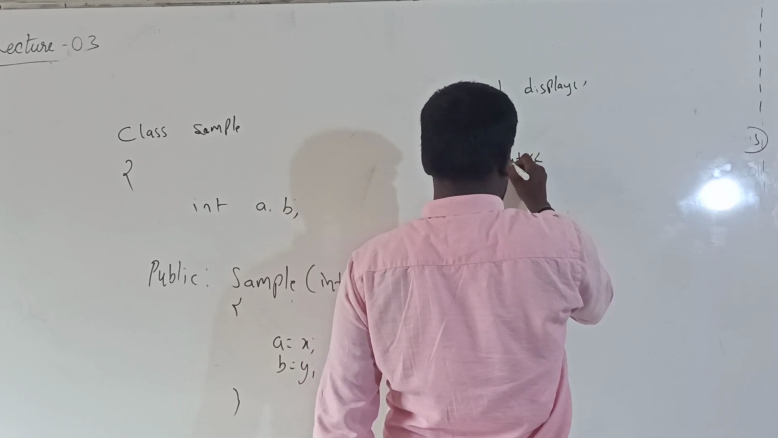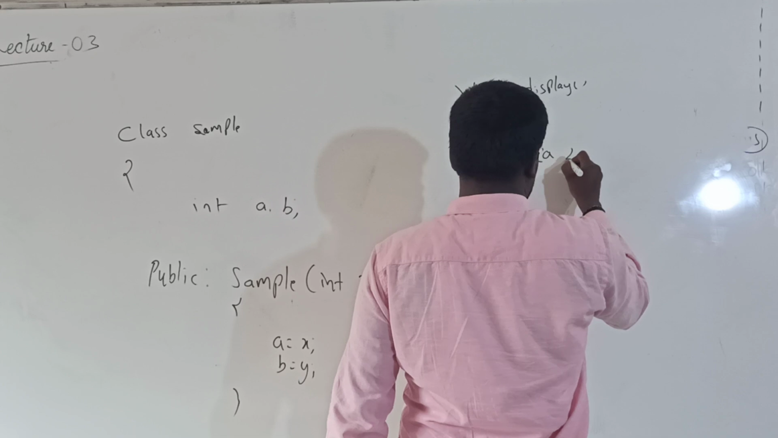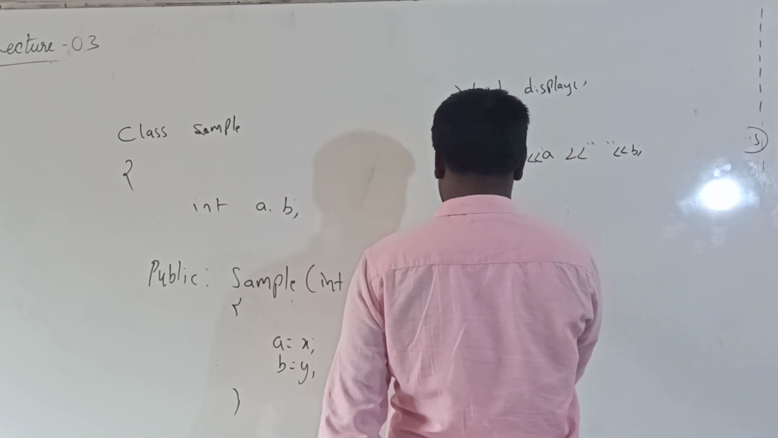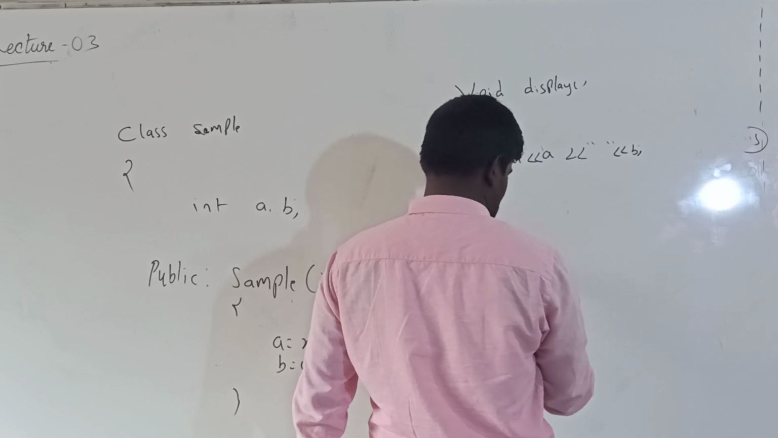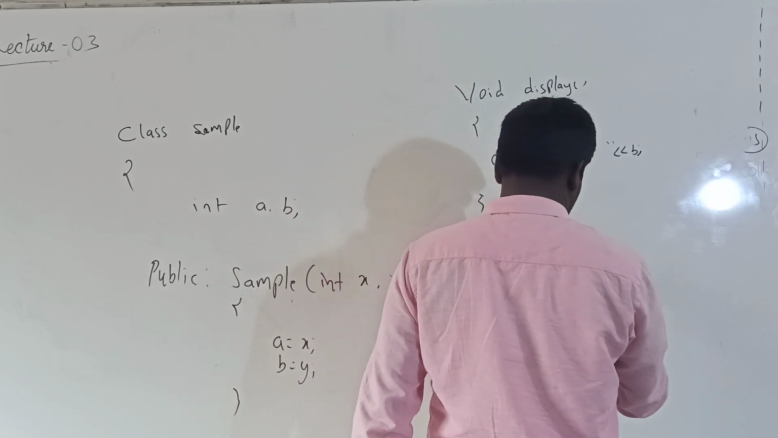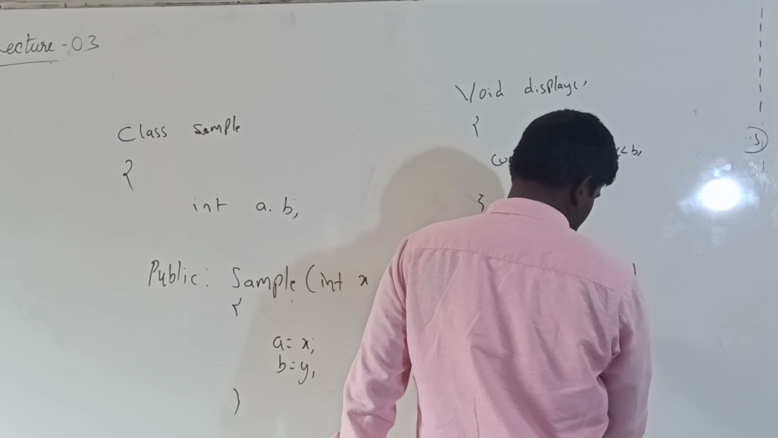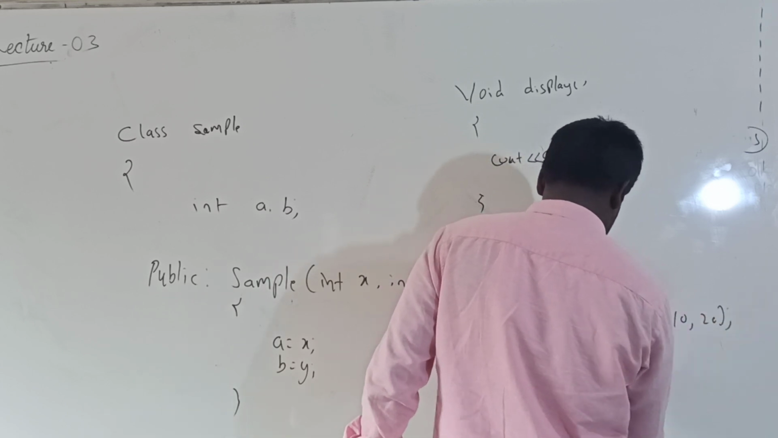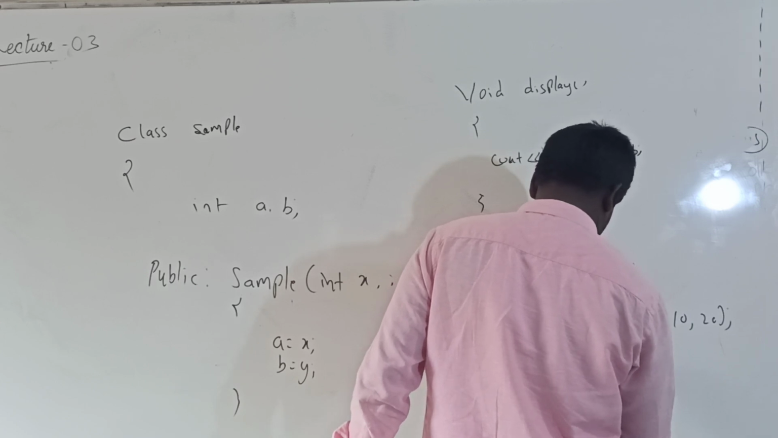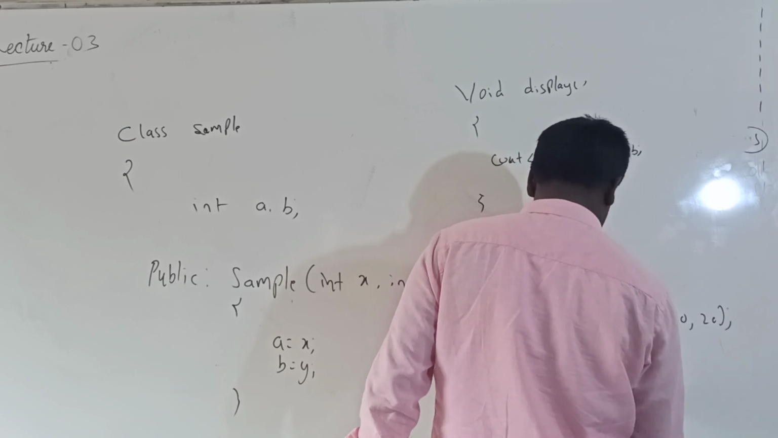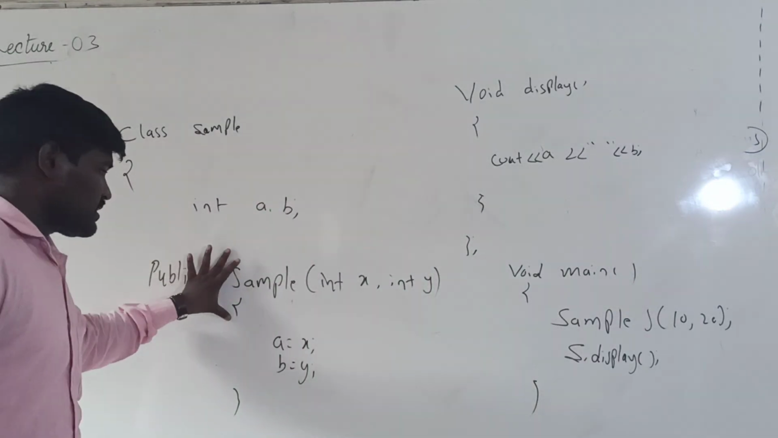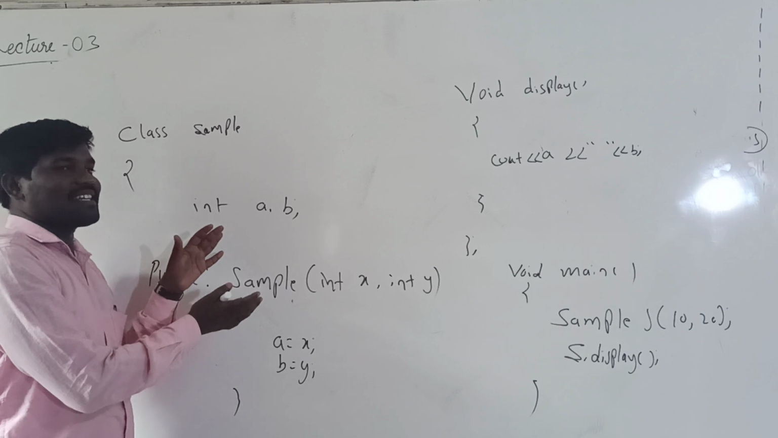{ cout << a << b; } void main() { sample s(10, 20); s.display(); } Here, this is the constructor. This is the parameterized constructor.